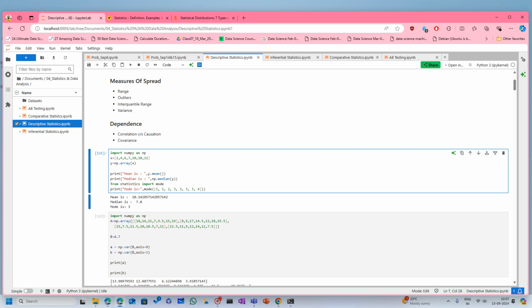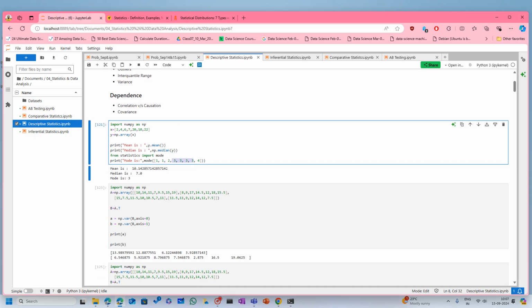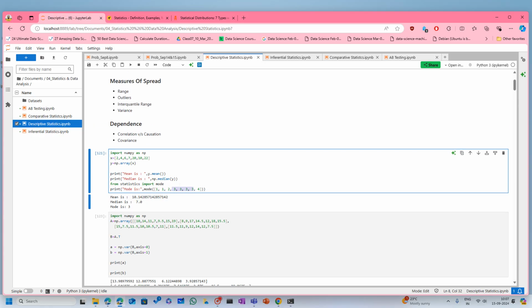Mode is the most repetitive value. Here in this case there is no mode because there is no repetitive value. But if you see this example, here 1 is repetitive, 3 is repetitive, 4 is repetitive. Here mode becomes 3 because that is the most repeated value. Mean, median, mode are the very basic terminologies, and on top of this we will learn other terminologies.